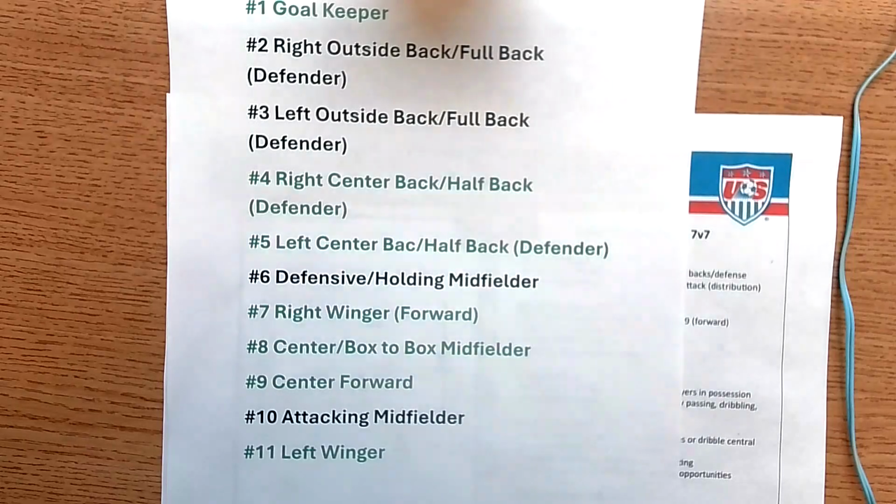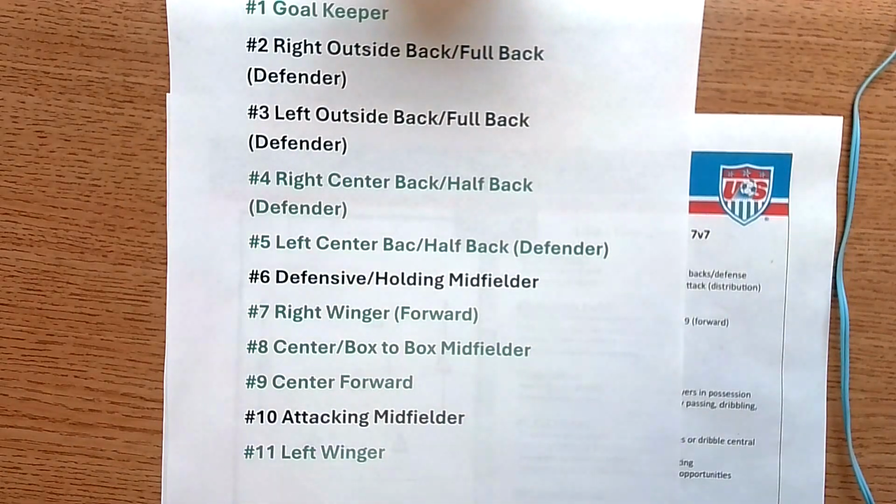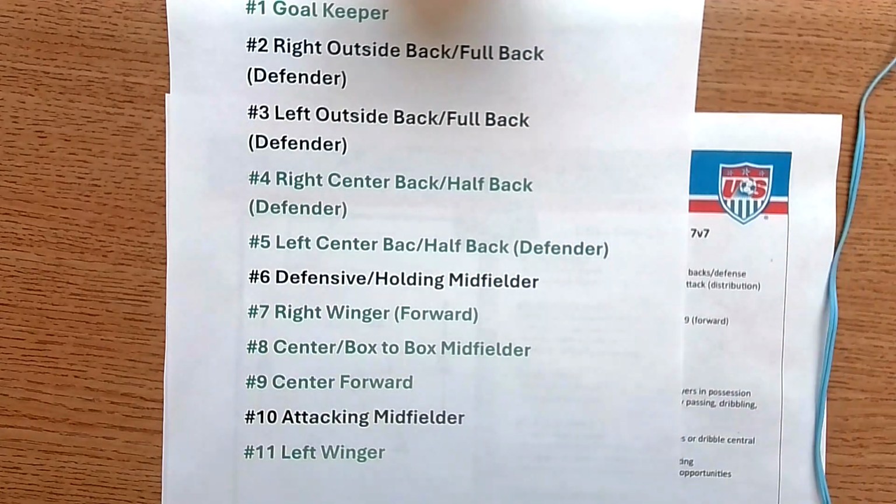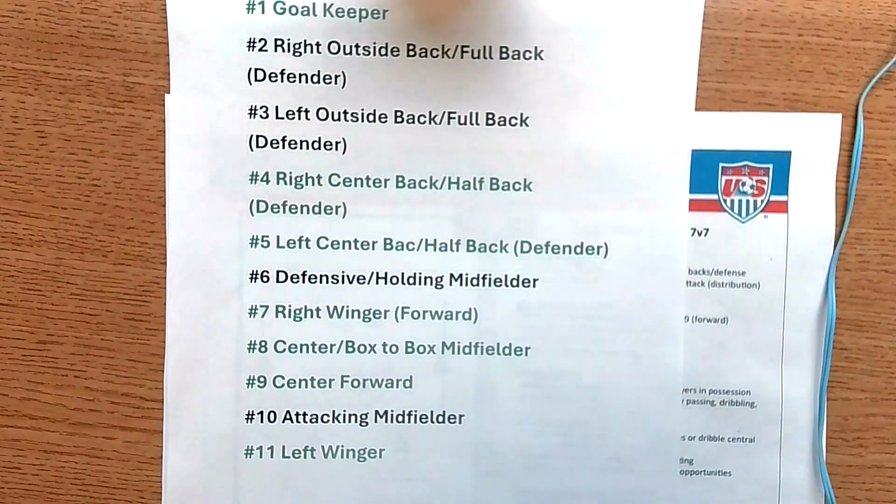So a long time ago, somewhere in Europe, they came up with the player position numbering system. Instead of having a name for each position, they just numbered it. What you see on your screen right now is the number for all 11 positions. Number 1 is goalkeeper. Number 2 is your right outside back, often called your right full back, because they play the full length of the field, even though you'll notice they're a defender. Number 3 is your left outside back, also sometimes referred to as a full back, also a defender.